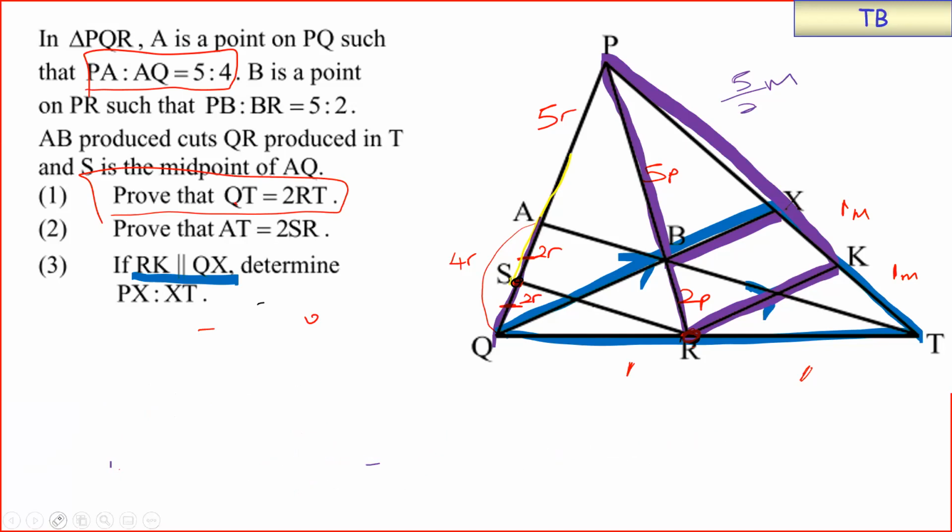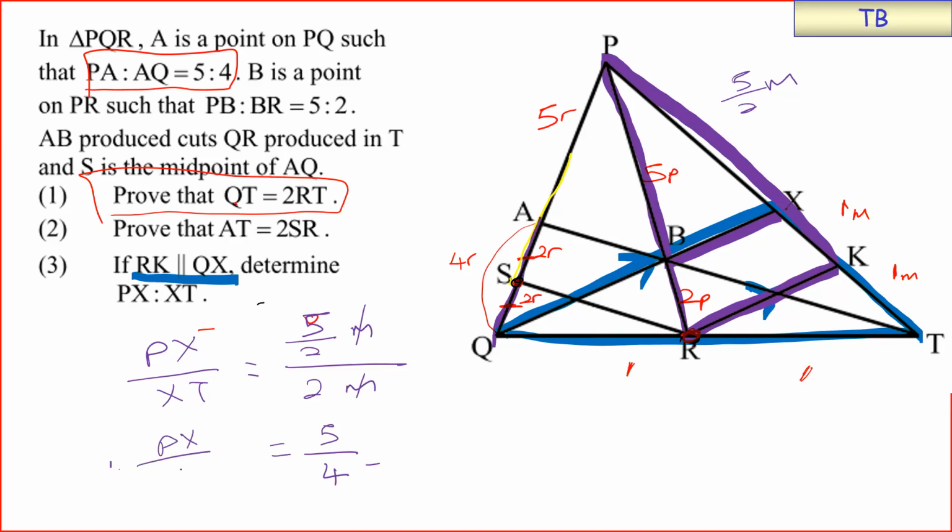For those of you confused, all that wants to know is what is PX over XT? And all we have to do is, what is our PX? Because we have the same letter now, 5 over 2M, am I right? Over what's XT? 2M. And what is 5 over 2 divided by 2? XT is 2M. It's 5 over 4. Agreed? It's 5 over 4. Yes, sir. All right. Therefore, we can say that PX is to XT will actually be equal to 5 is to 4.